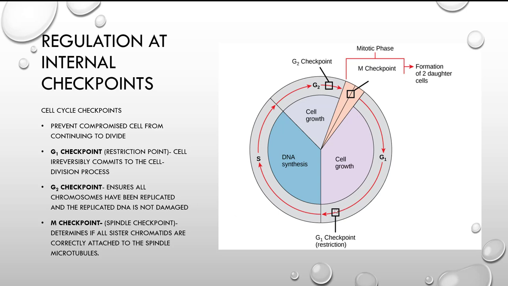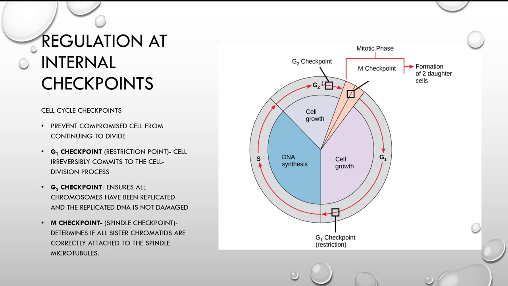So if it gets the signal to go, it'll continue going into the S phase where we have DNA replication take place. And then it'll continue to the G2 phase where we have another checkpoint. So this G2 checkpoint will check and make sure that DNA replication took place correctly, that all the chromosomes were replicated correctly, and that none of the DNA was damaged along the way. Okay, so that's kind of a DNA checkpoint.